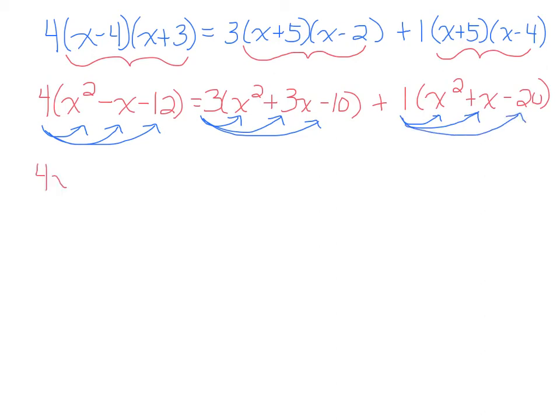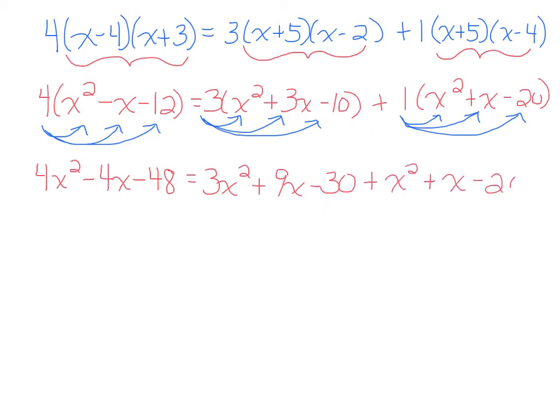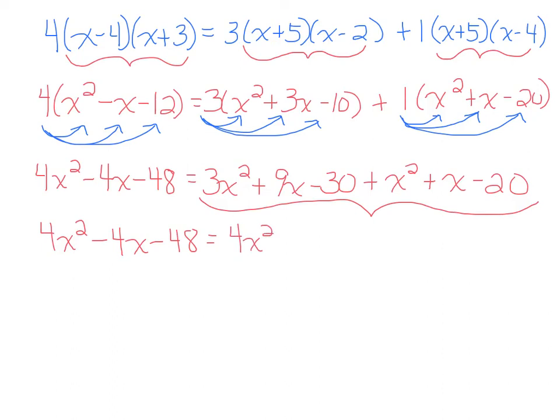We have 4x squared minus 4x minus 48 equals 3x squared plus 9x minus 30 plus x squared plus x minus 20. Now we're going to simplify on the right-hand side by combining like terms. We have 4x squared plus 10x minus 50.